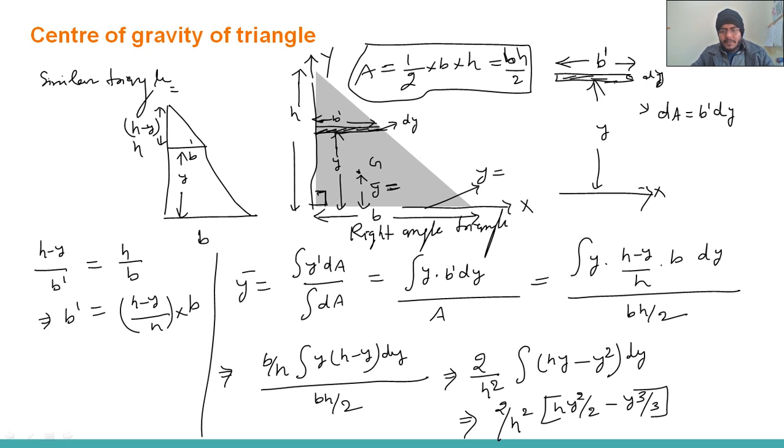So what will be the limit here? You can see when the y segment is at the bottom level, y will be 0, and when the segment is here, y will be equal to h. So the limit will vary from 0 to h. Okay, so we can write here.